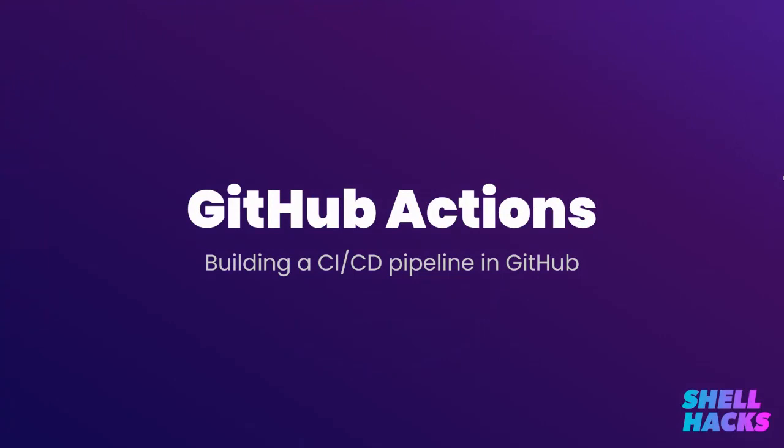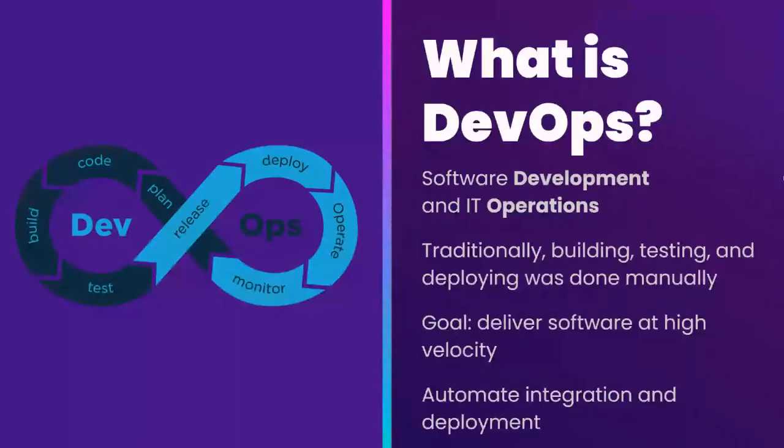So before I can explain what a CI/CD pipeline is exactly, I have to tell you guys a little bit about what DevOps is. DevOps stands for Software Development and IT Operations. Traditionally, the way that software development works is that the building, testing, and deploying process was done completely manually. So in essence, the goal of DevOps, which is the merging of these two things here, is to deliver software at a high velocity by automating the integration and deployment process.